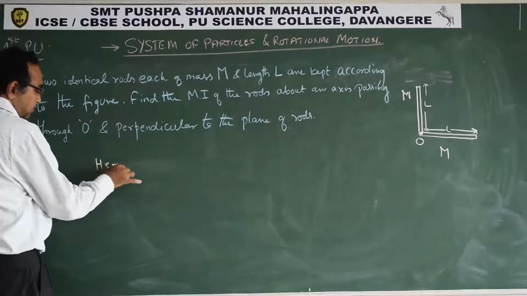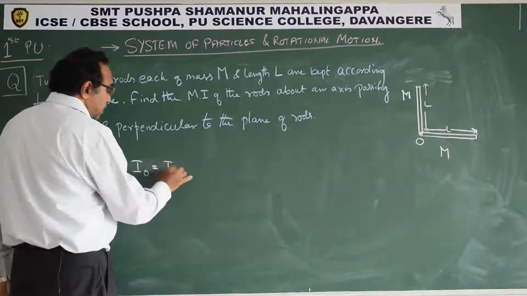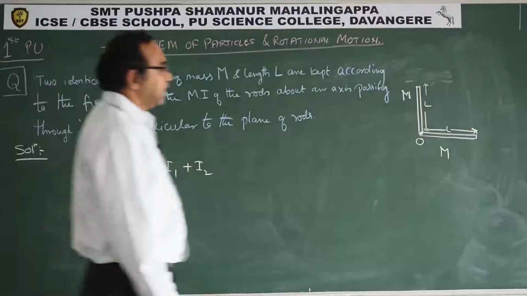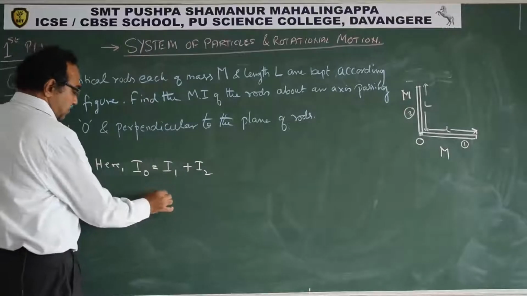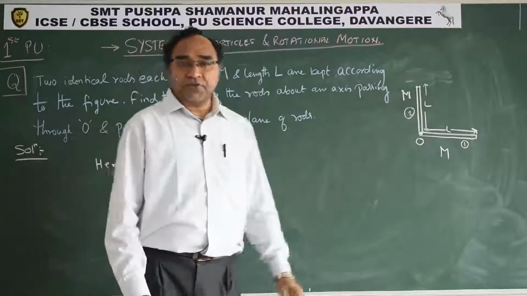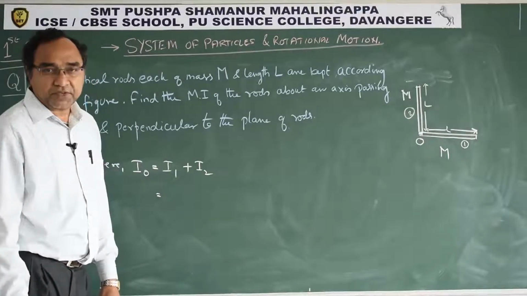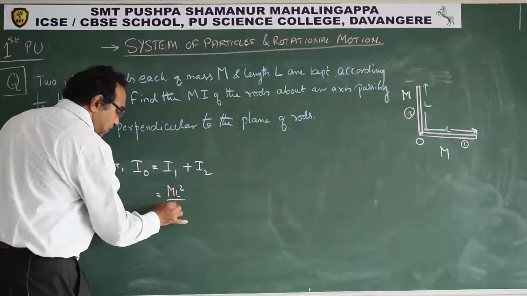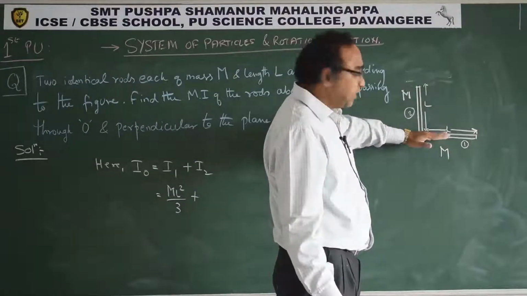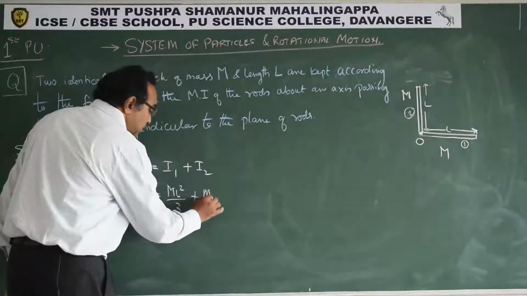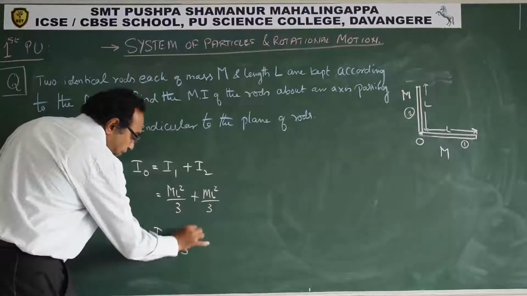Now here, moment of inertia about O, since it is made up of two rods, will be I1 plus I2. Let us say this is 1 and this is 2. Now closely observe. I1 is moment of inertia of a rod, axis is passing through one end of it, and we know what is moment of inertia of a rod when the axis passes through one end, that is m L square by 3. And the second one, again axis is passing through one end, so again it will be m L square by 3. So the required moment of inertia about O is 2 by 3 m L square.